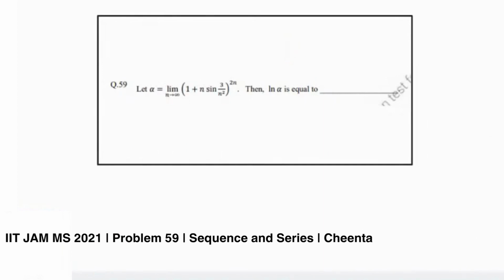So it's a really easy problem, and it's problem number 59. Let alpha be, it's given, alpha is defined like this.